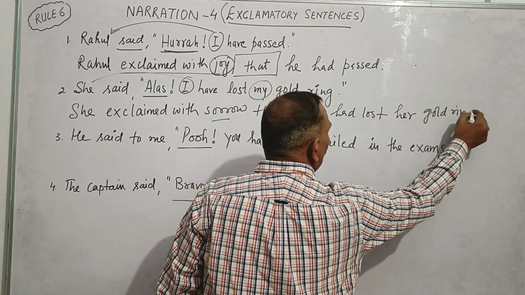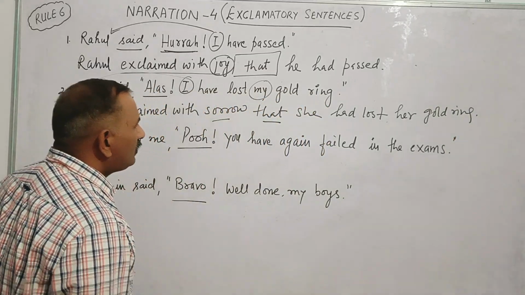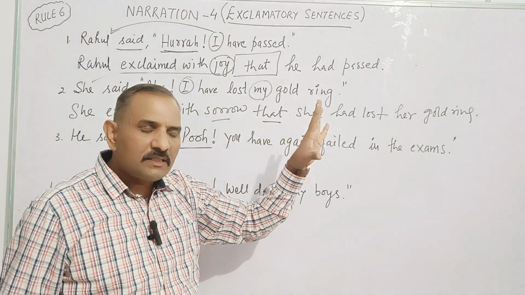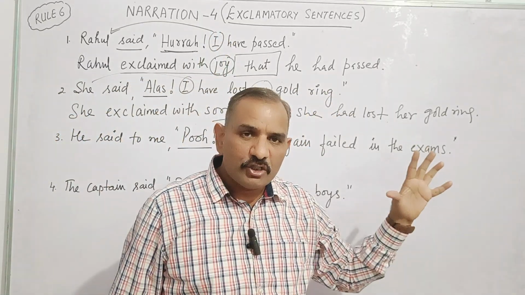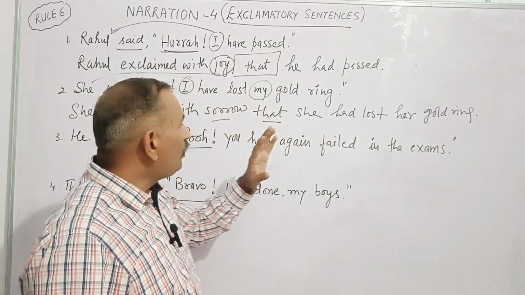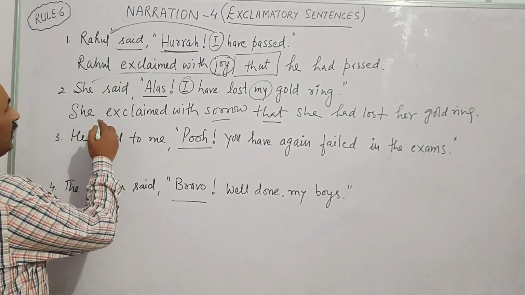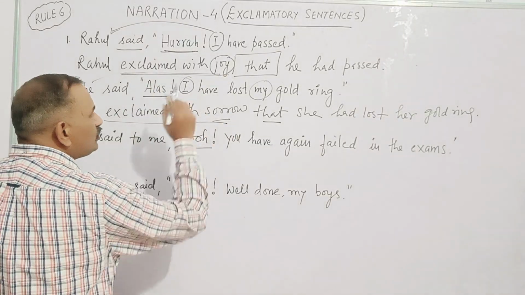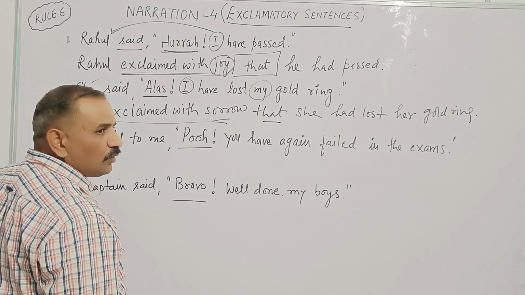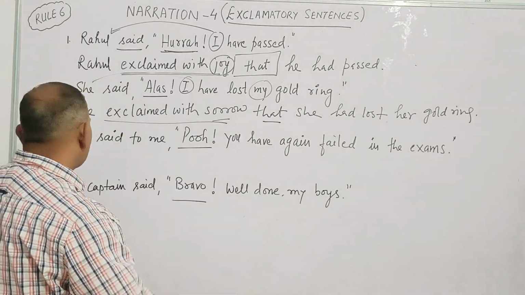Okay beta, got it? These are the simple rules. But what you have to keep in mind is that an exclamatory sentence shows a sign of exclamation, there is an exclamatory mark. They show a sudden feeling that is changed. So we will use the words exclaim with sorrow, exclaim with joy, and then put that after it and then change the sentence according to the rule. First person and all the tenses you have to change.